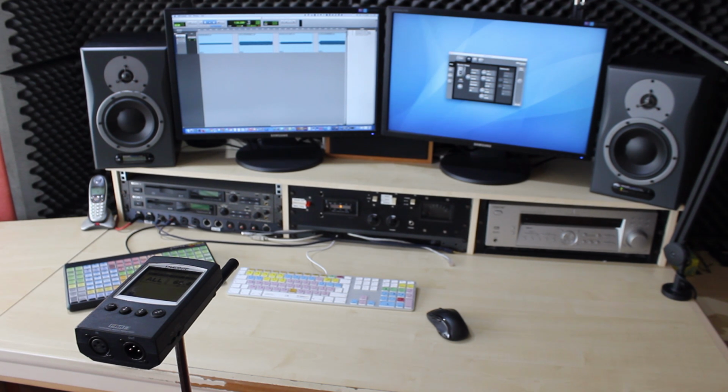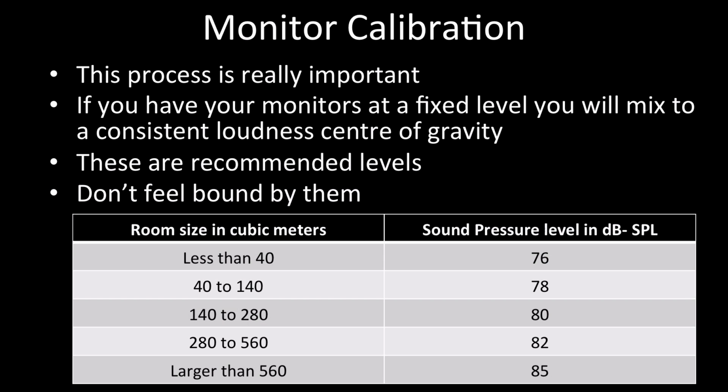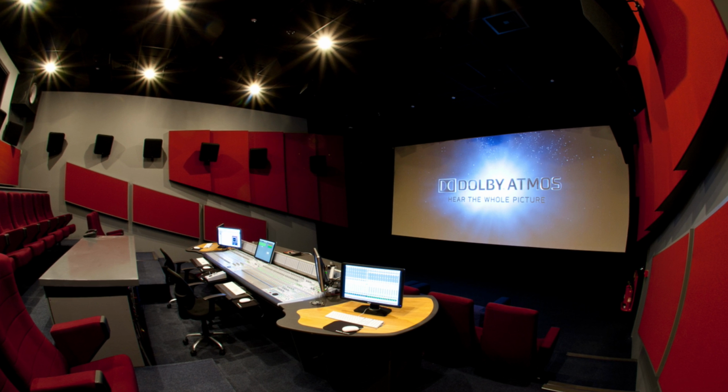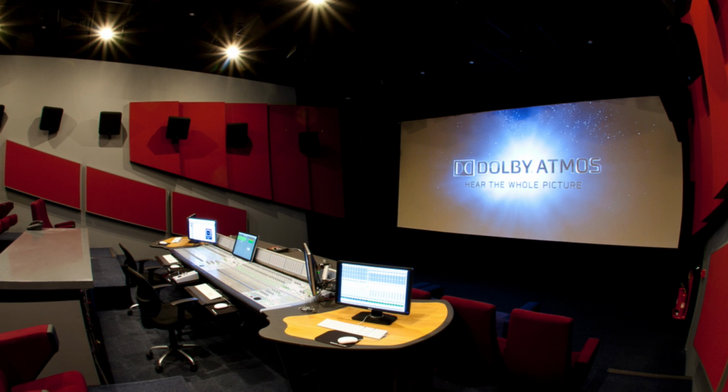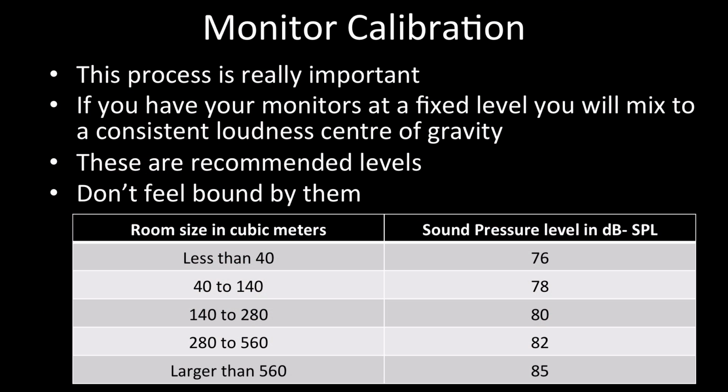So to calibrate our monitors, we use a sound pressure level meter, but although there are some recommended levels for different sizes of rooms, my advice is not to feel bound by them. Essentially, the smaller the room, the lower your listening level should be. Now, unless you're mixing in a space the size of a movie theatre and that has similar acoustics, the normal 85 dB SPL will simply be too loud.